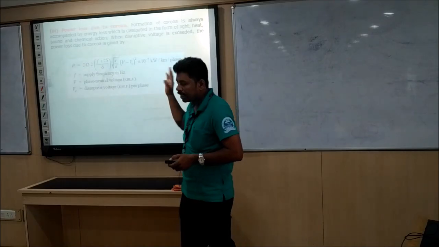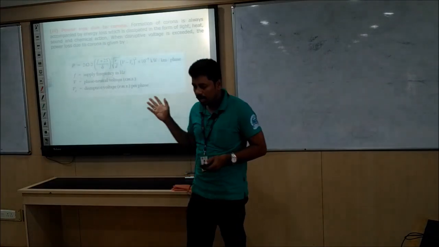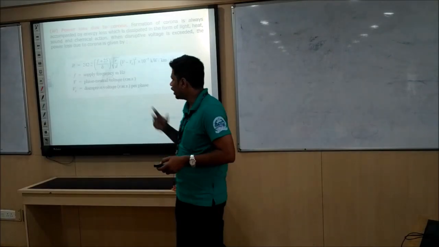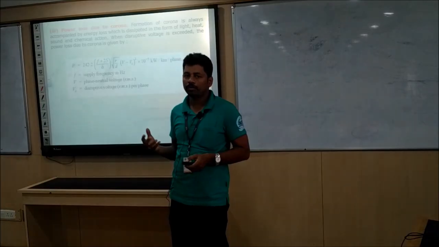So this is the formula. This is an empirical formula. All these three formulas, visual critical, critical disruptive, and power loss formulas, there is no need to go for the derivation. All these formulas are empirical formulas. We just have to take them as they are. These formulas are based on the experience and practice of the power engineers.